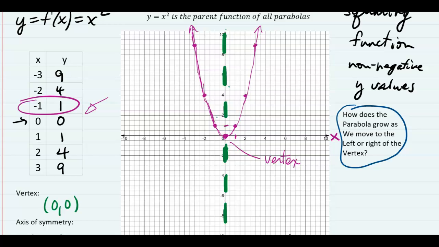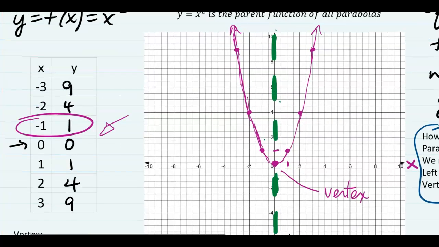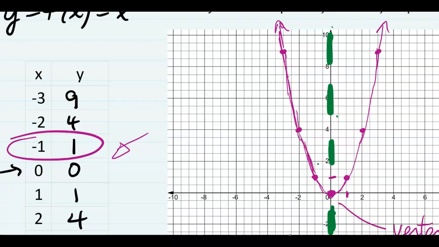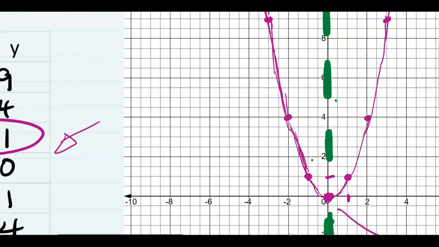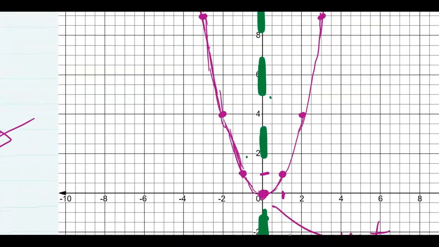So what I mean by that is this. And I'm going to just see if I can zoom our view in here a little bit. There we go. So we can see this better. So what I'm talking about is this. If we start over here at the vertex and we move to the right, move right by 1.